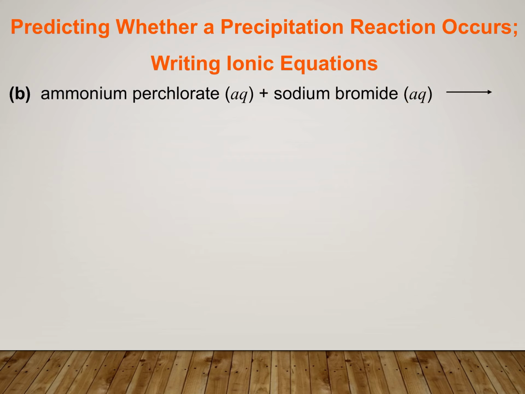So this is ammonium perchlorate and sodium bromide. Ammonium is NH4+, perchlorate is ClO4-, and then we have sodium and bromide. Okay, so now we can write our molecular equation. So we have NH4ClO4. Anything with ammonium is always going to be soluble. Also, most perchlorates are soluble.